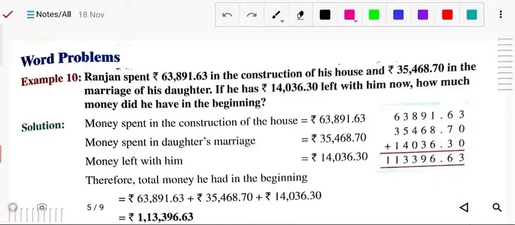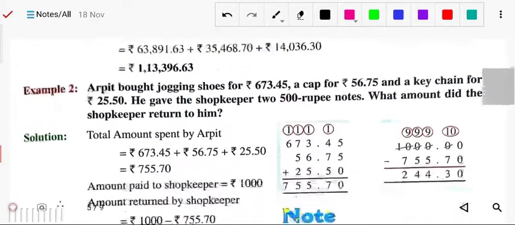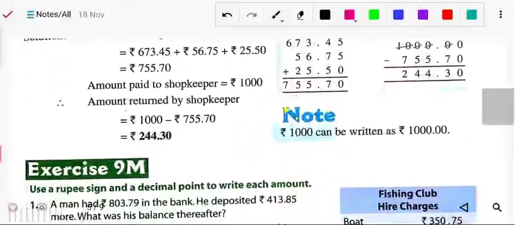Good morning, students. Today we will solve exercise 9M, page number 143. This exercise is based on word problems. Based on this, we will solve questions from exercise 9M. So, let's see the first question.